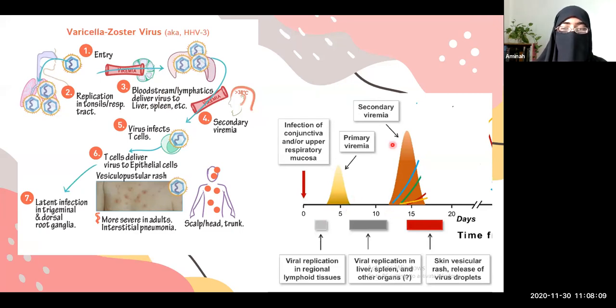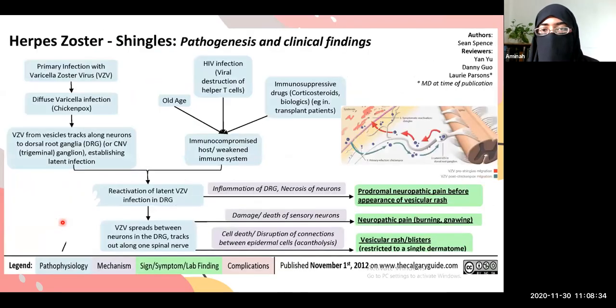After this, there is a phase of secondary viremia, which is clinically apparent because in this phase, the virus succeeds in reaching the target organ, which is the skin cells, and causes the vesicular pustular rash. Right, so from the skin lesions, the virus travels in a retrograde manner along a sensory nerve and establishes a latent infection in the sensory ganglion. And this leads us to the pathogenesis of the next disease, shingles.